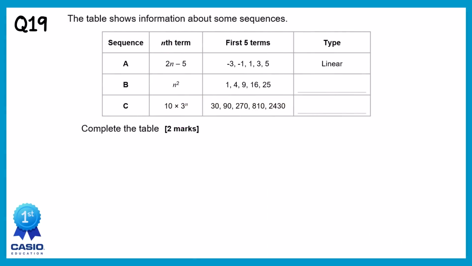For the first part of this question, we need to complete a table. We need to write down the types of sequences that sequence B and C are. If we look at the nth term of sequence B, we can see it has n squared, which means it must be a quadratic sequence. For sequence C, it's easier just to look at the sequence itself. You should notice that to get from one term to the next, we're always multiplying by 3, so 30 times 3 is 90, and so on. This means it's a geometric sequence.